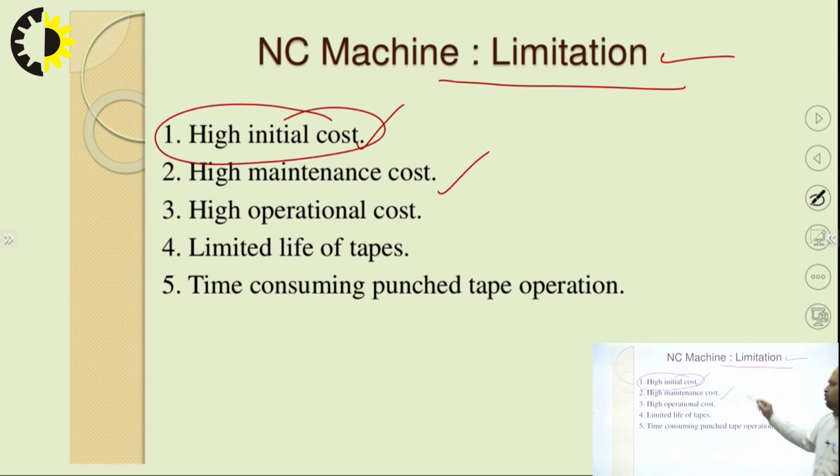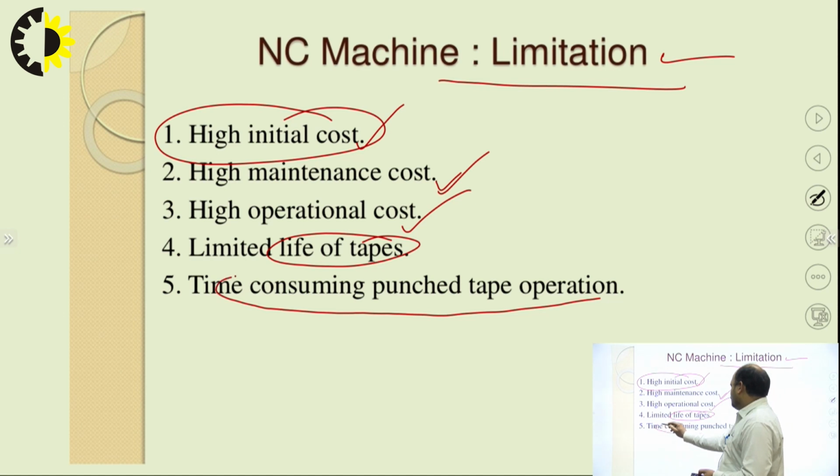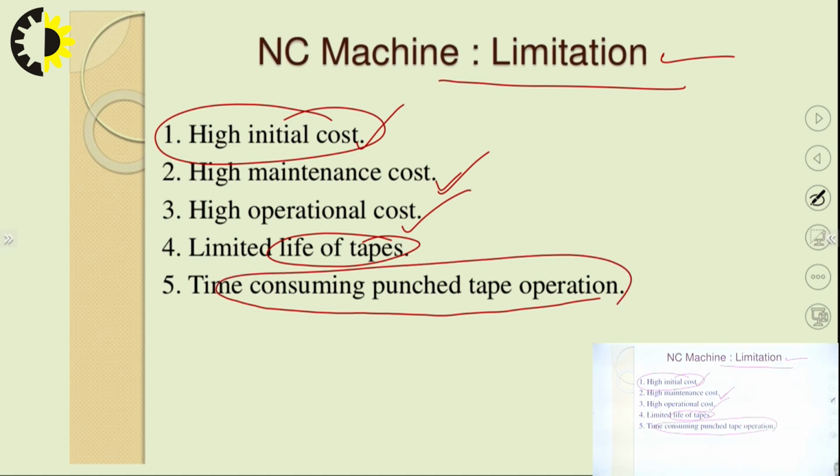Also, due to the number of motion systems and other automatic systems to mechanize the machine tools, the manufacturing cost is on the higher side, and higher operational cost is also involved with NC machine tools. And talking about the life of tapes, limited tape life is associated with NC machine tools. Also, time consuming operations are required during the punching of tape.